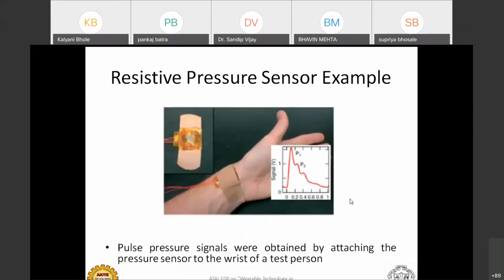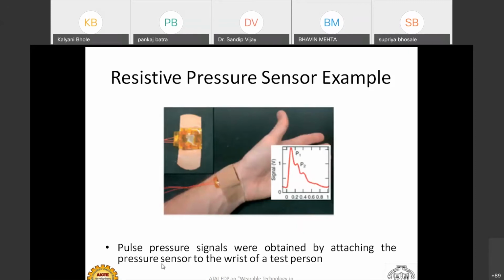Another example of a resistive sensor is a resistive pressure sensor. We can see here this sensor gives us pulse pressure. So measuring the pulse signal is a very old technology.